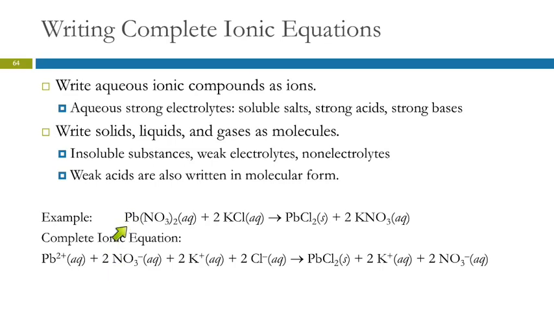It's a little bit like a bicycle. If the lead is the seat and the nitrates are the wheels, you take the bicycle apart, you have one seat and two wheels. Okay, so you show the individual parts. If we have two KCl, then we have two potassium ions and two chloride ions. In the products, this one is a solid. If the state symbol is S, G, or L, you just leave it alone. You just copy it down. So we're not going to do anything to that one.